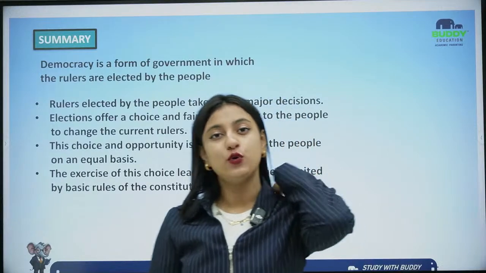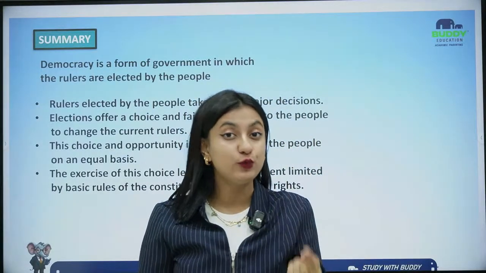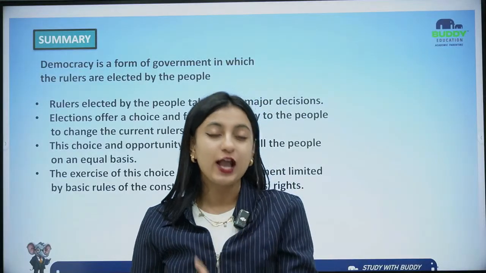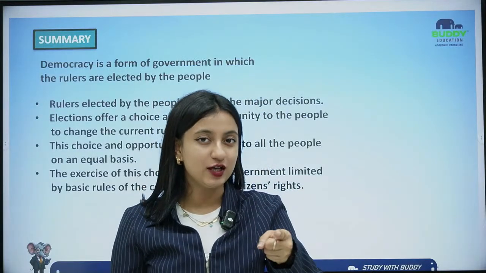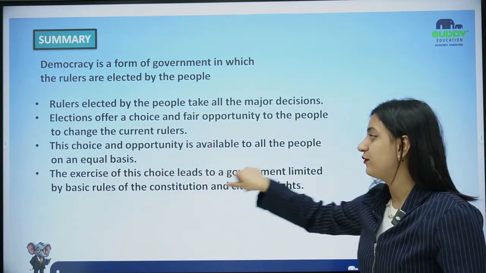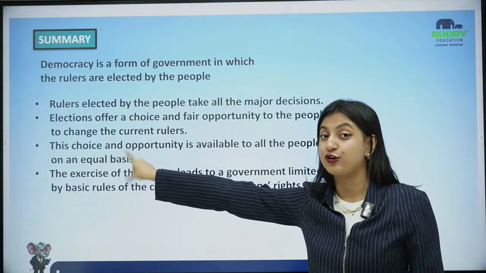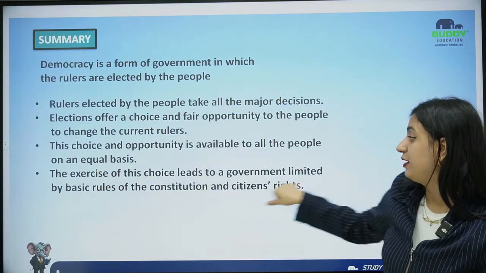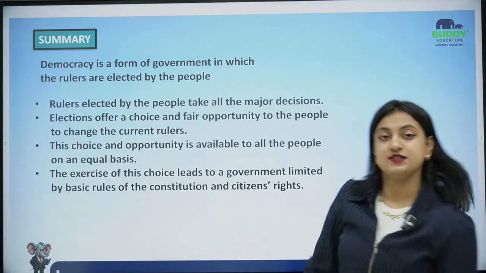Do you remember that I told you that in Saudi Arabia, women are not allowed to vote? In countries like Estonia, Russians do not have equal value. In Fiji, the Indian Fijians do not have equal value. So, even though we have that, the choice and opportunity is supposed to be available on an equal basis. That is a democratic feature. But we understood the story. This exercise of choice leads to a government limited by basic rules of the constitution and citizen rights.